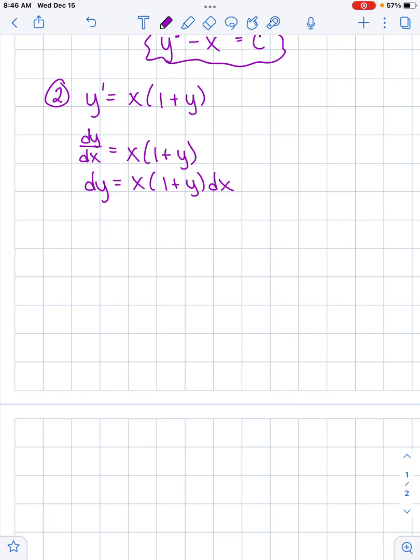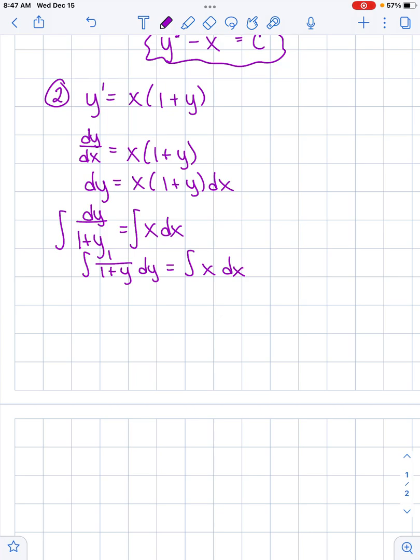In order for that to happen, I need to divide by 1 plus y. So now I end up with dy over 1 plus y equals x times dx. Now that I have the variables separated, it's time to find the antiderivative. It might be helpful for you, in order to figure out how to find the antiderivative of the left-hand side, to write this as 1 over 1 plus y dy equals x dx. Take a pause, go try both of these.